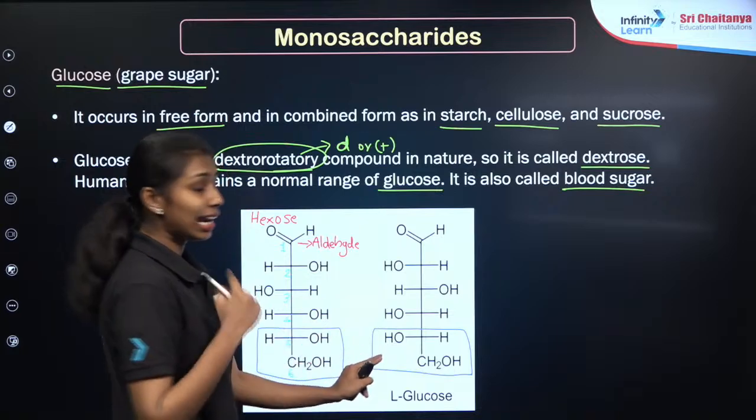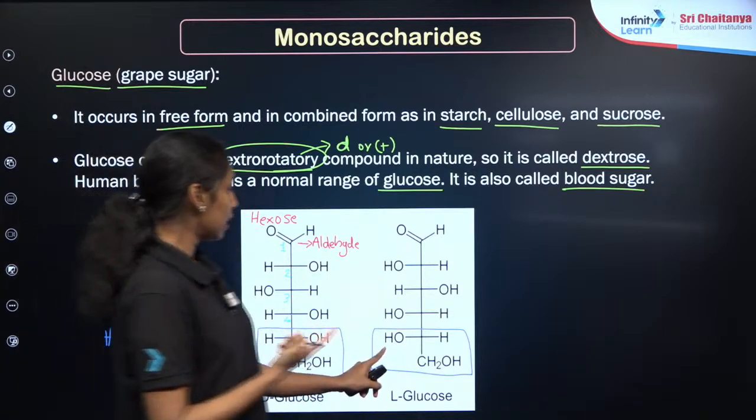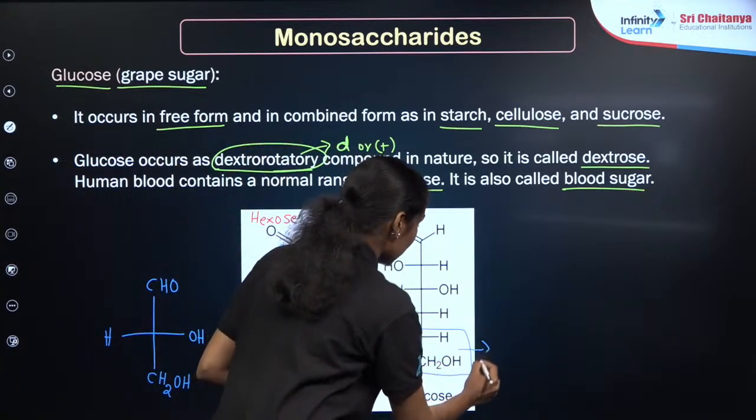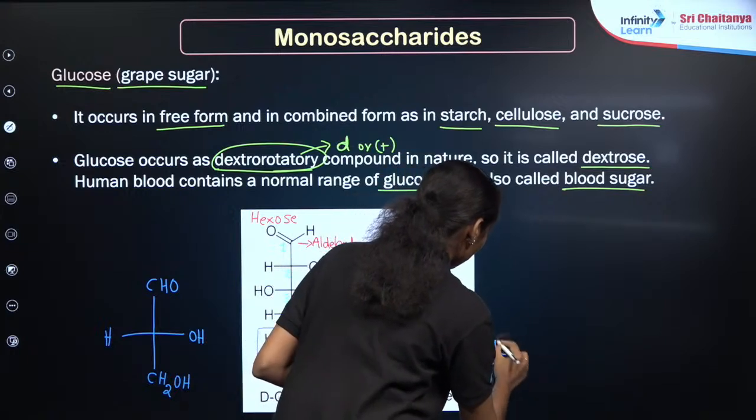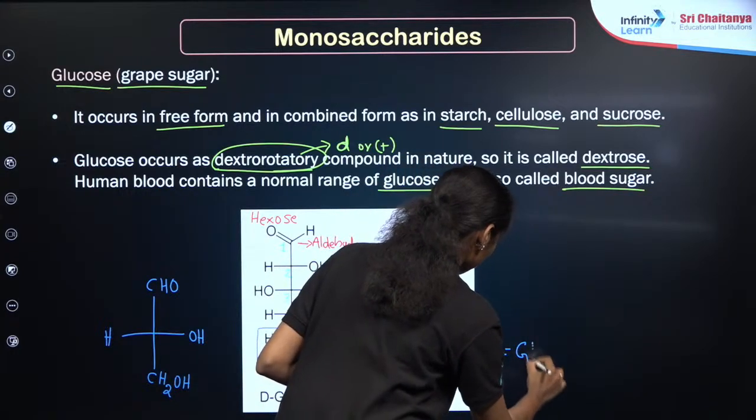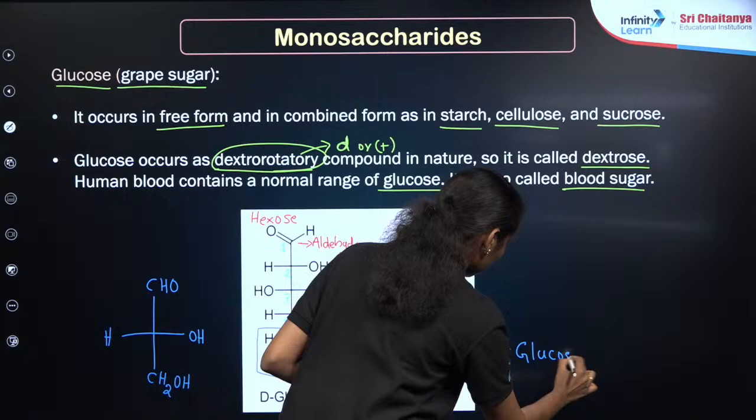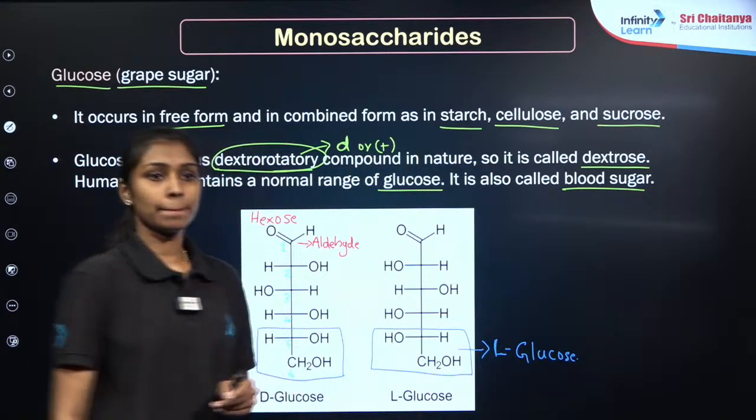Now, if you are considering L-glyceraldehyde, it has the opposite structure to that of D-glyceraldehyde. So we will be calling it L-glucose. Clear? Are you getting my point?